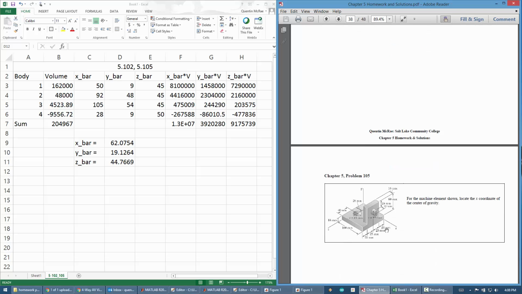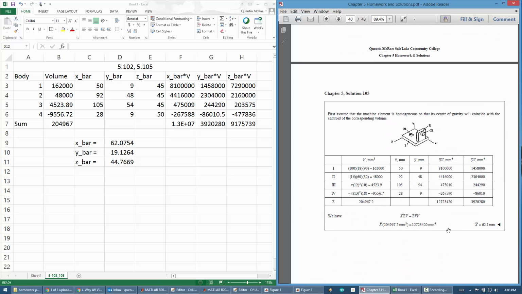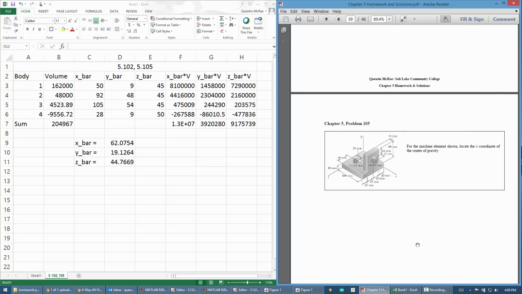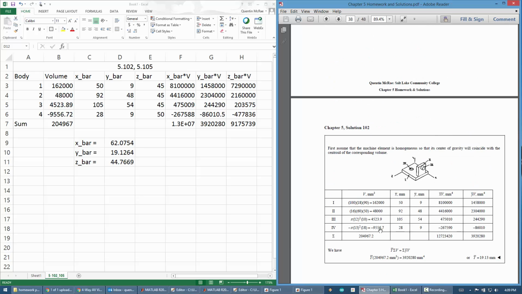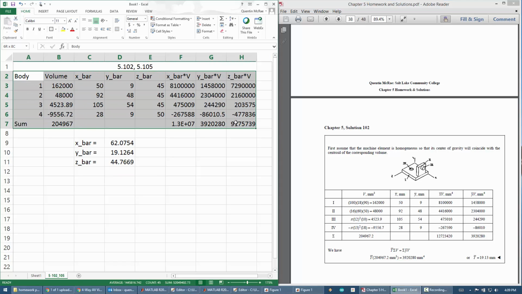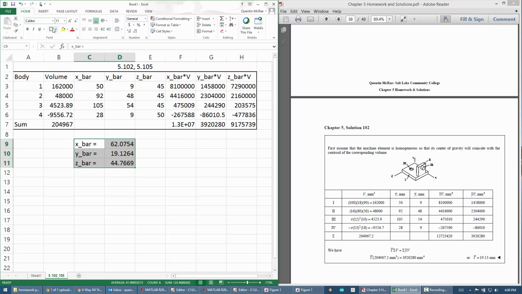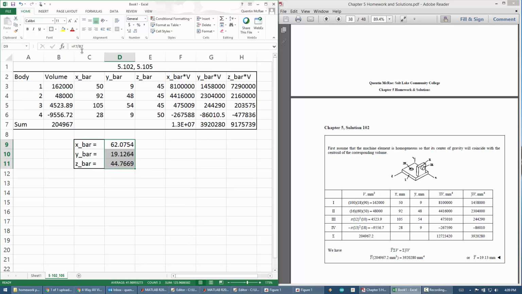19.13, lovely, and for 105, the x is 62.1, lovely, and for some reason they don't do the z-axis. But there we go. So again, please feel free to do this in Excel if you want to turn this in Excel. To me, this just makes sense. It lends itself very nicely to Excel. You can make it pretty, put a little box around it, and here are your answers. So there you go. That is that problem done.